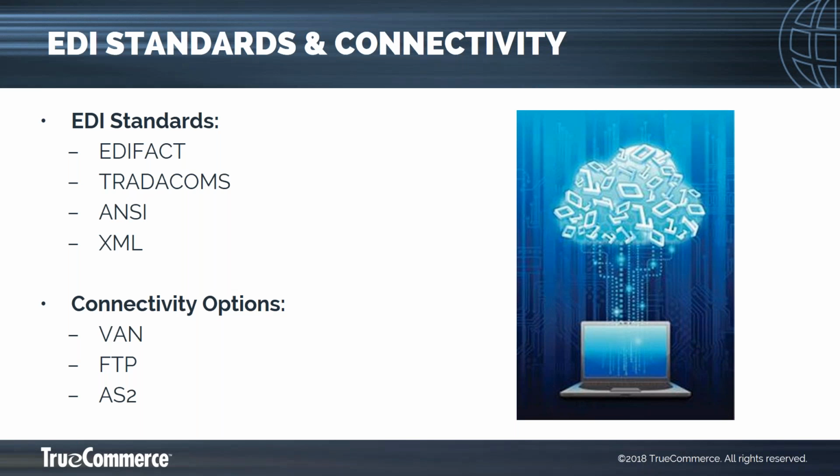We also need to send those EDI messages, and there are a number of ways in which information is transmitted. So we talked earlier about the traditional VAN. We can also use internet-based technology such as FTP or AS2, which are both safe, reliable, secure, and potentially more cost-effective alternatives to the value-added network.